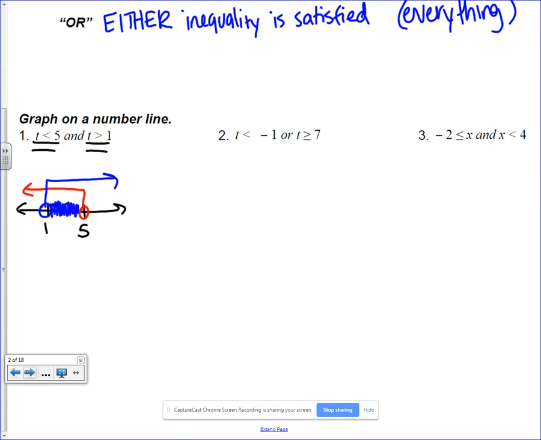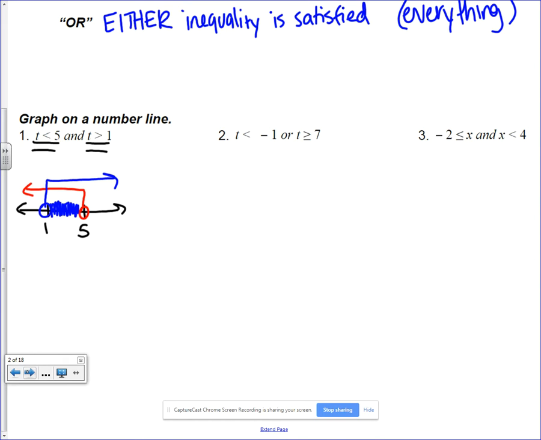4, that would be in there, wouldn't it? 3 would be in there, wouldn't it? Say it again. 4, 3, and 2. What about 1.5? What about 3.999? Yeah, there's still infinite possibilities in here. We're just confined a little bit. You just can't go past 5 and you can't go to the other side of 1. That makes sense, everybody? Yes?